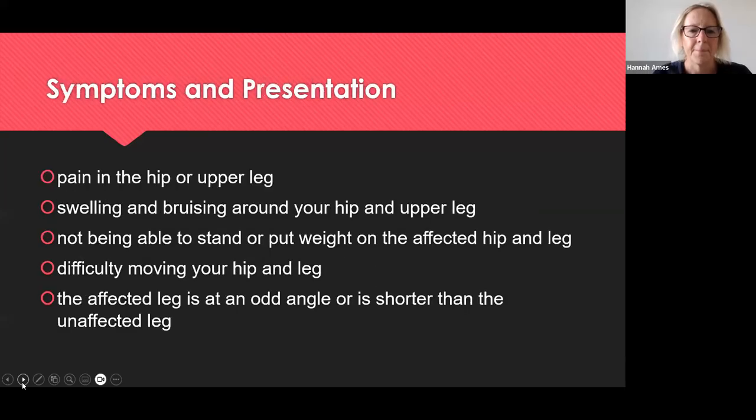So symptoms: someone will present obviously with pain in the hip or the upper leg. There might be swelling and bruising around the hip and upper leg as well. They're not able to stand or put weight through that affected hip and leg, and they're going to have difficulty moving that hip and leg. And you might see the affected leg might be at a different angle or is shorter than the unaffected leg, so that's quite a classic symptom.